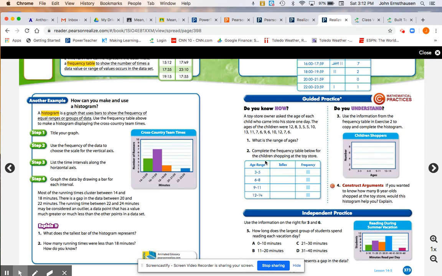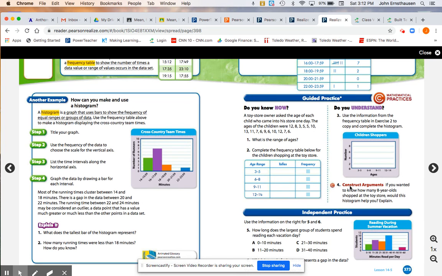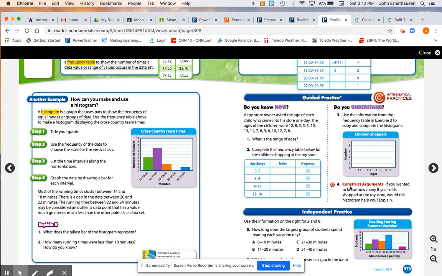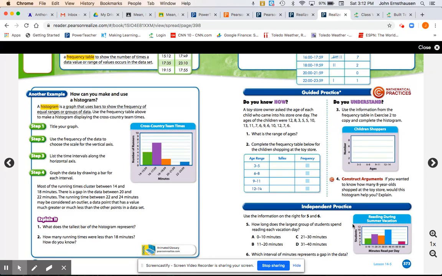Number 2 is another one of these frequency tables. You're going to see how many kids were in the age range of 3 to 5. Again, I'm okay with you not doing the tallies as long as you know that frequency is just the number of times it's happening. And then you're going to make a histogram for number 3. And number 4 is going to ask you if you wanted to know how many 8-year-olds shopped at the toy store. Would this histogram help you? I kind of want to see what you guys come up with on your own there, but if you need help, reach out to me. 5 and 6, you're going to use the histogram at the bottom of the page. Again, if you're struggling with what a histogram is, make sure that you are looking at the examples given. Basically, it's a bar graph that uses ranges.